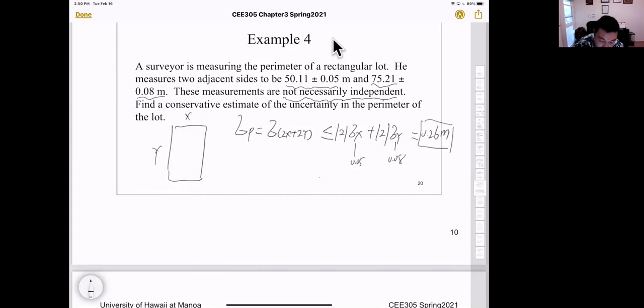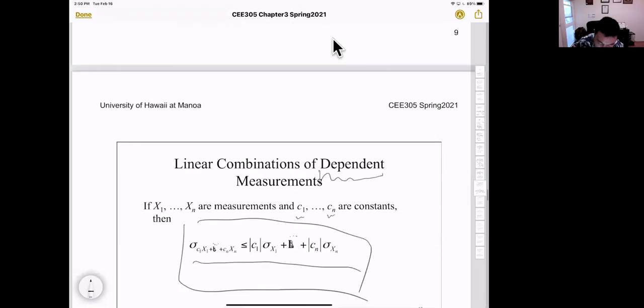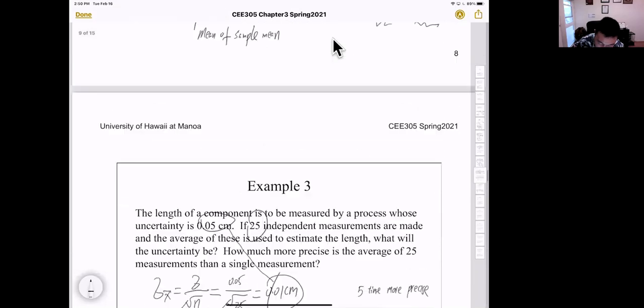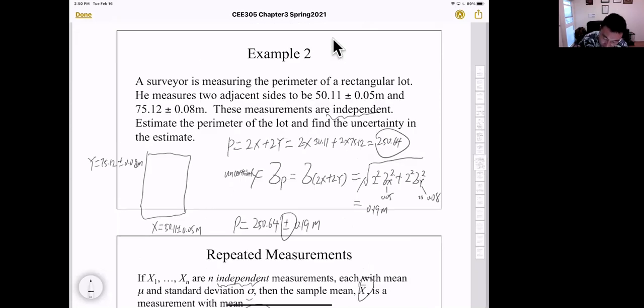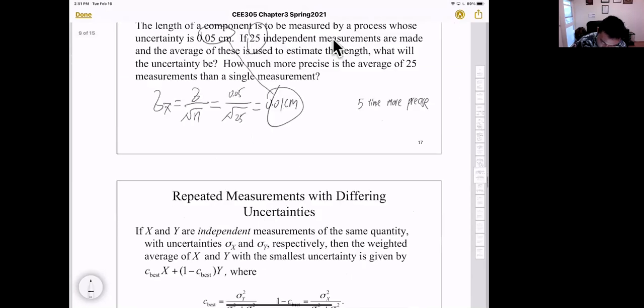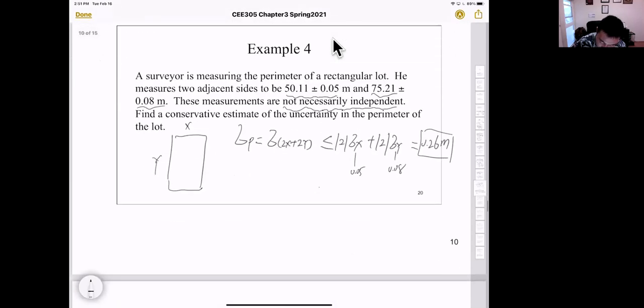If they are independent, from the previous example, then the sigma is 0.19, which is smaller than 0.26.